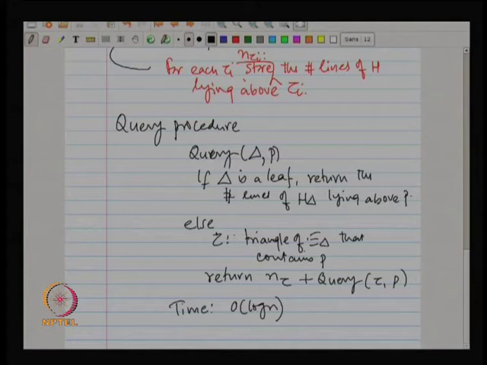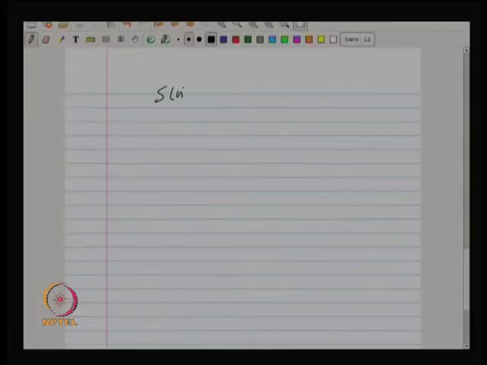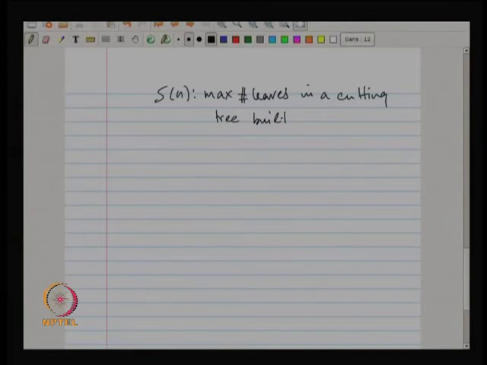Now let's answer his question: how many leaves are there? Since it's a tree, the total size of the tree will be proportional to the number of leaves, right? So let's say S(n) is the size of the data structure. So we say, let's say, the maximum number of leaves in a cutting tree built on n lines.